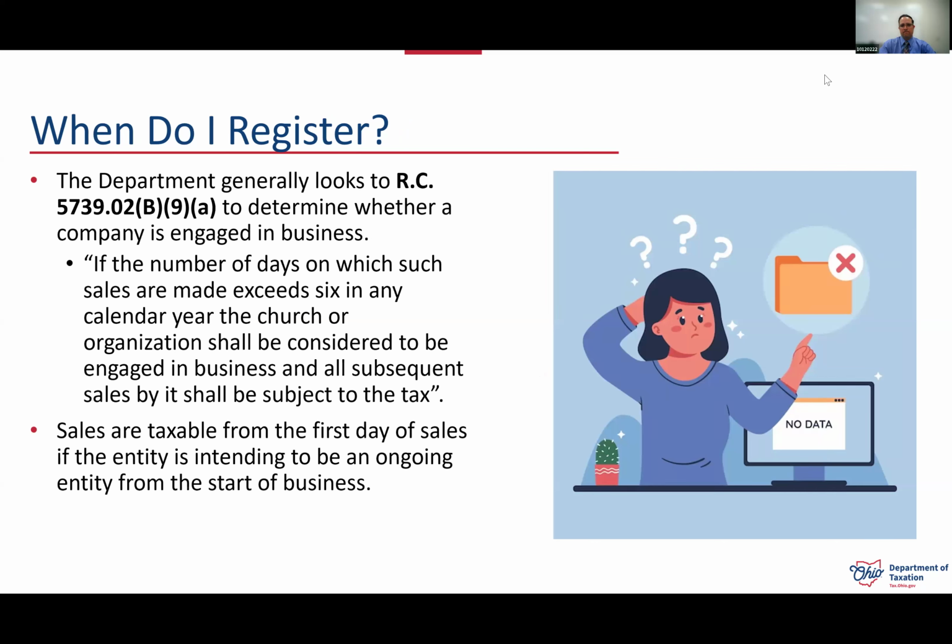So when do you register? The department generally looks to the revised code to determine when a company is engaging in business. So there is what we call a 6-day rule. If the number of days on which the sales are made exceeds 6 days in any calendar year, the church or organization shall be considered to be engaged in business, and all subsequent sales by it shall be subject to the tax. So for example, we talked about a yard sale, or maybe a sale at an organization.